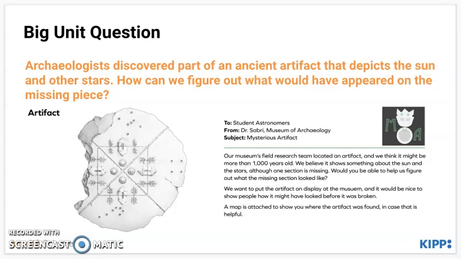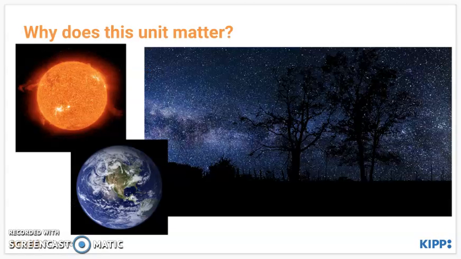In this unit, students will work to discover that the patterns on the artifact represent the things that we see in the sky. Students act as astronomers and work with the Museum of Archaeology through a variety of emails. Through their investigations, students make sense of the images on the artifact by exploring distances and brightness of stars, how the Earth moves, and why we see different things in the sky at different times of the year. At the end, students will make predictions of what constellation might be on the missing piece based on patterns from investigations. Before we get started, why does this unit matter?